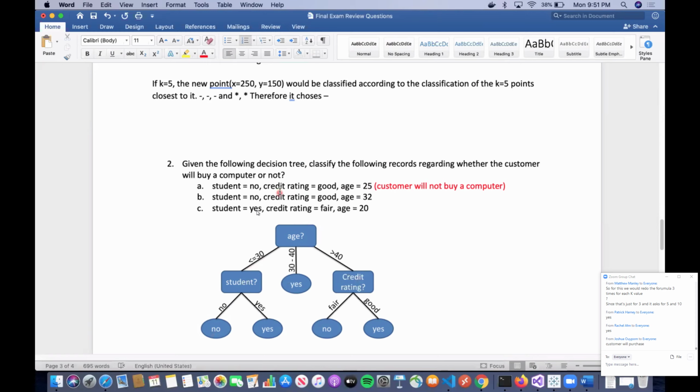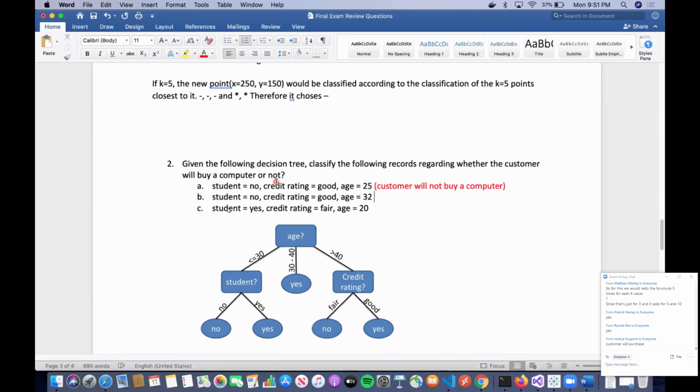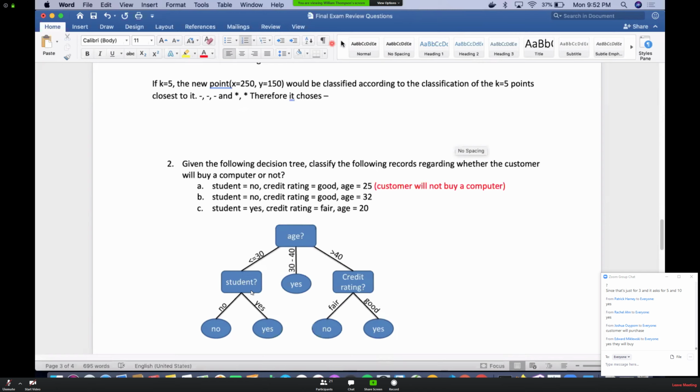Credit rating is not taken into consideration here because the only time we take credit rating into account is if the customer is over 40 years old. If not, then we don't even see this branch. So because of that, the customer will not purchase a computer based on this decision tree. And for the second, say age 32, that's going to be here. So they're aged between 30 and 40, and automatically it means yes, they will purchase a computer because of their age.